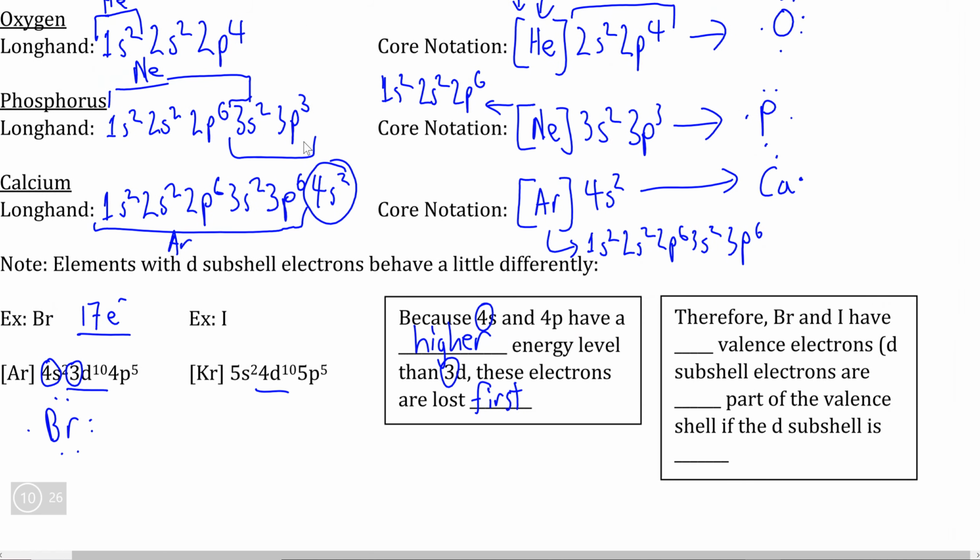Therefore, because the d subshell electrons are at a lower energy level, for the purpose of counting valence electrons, we can effectively ignore this d subshell and count only electrons that are part of the s and p subshells. Therefore, bromine and iodine actually have 7 valence electrons, and d subshell electrons are not considered part of the valence shell if the d subshell is full.